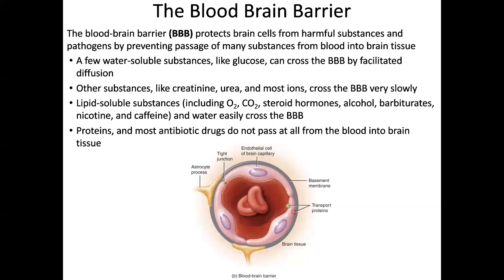Okay, so those are things that can easily cross the blood-brain barrier. We have also things that absolutely will not. Things like proteins and most antibiotic drugs cannot pass at all from the blood into brain tissue, which is good because they could interfere with normal brain functioning, and that wouldn't be good.